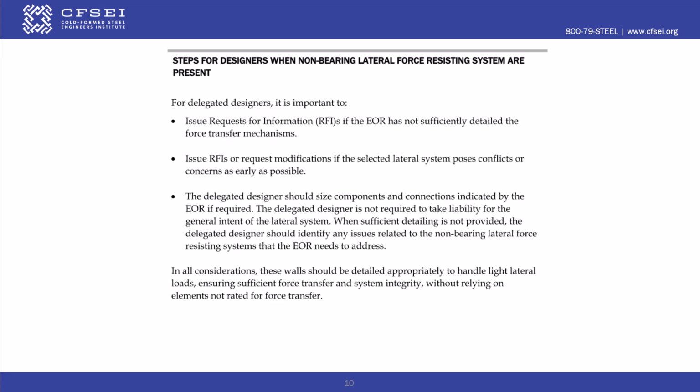If you're a delegated design team, RFI the system to request a change of lateral force resisting system to one in line with the gravity system, i.e. moment frames, brace frames, etc. If it's determined that the system must remain as a non-bearing lateral force resisting system, verify if the detailing is adequate. If the detailing is inadequate, RFI the EOR to detail properly. Only design after sufficient info has been provided by the engineer of record, as the engineer of record retains liability for the general performance of the system.